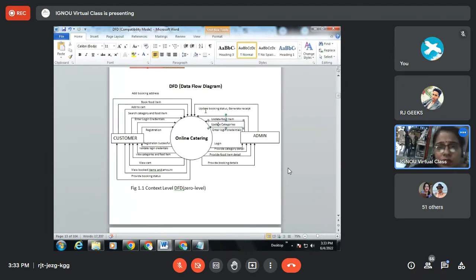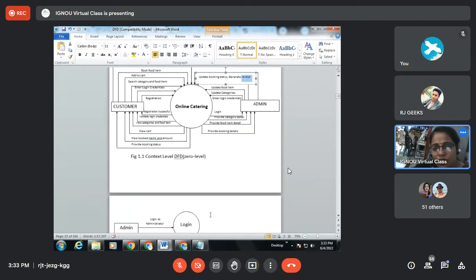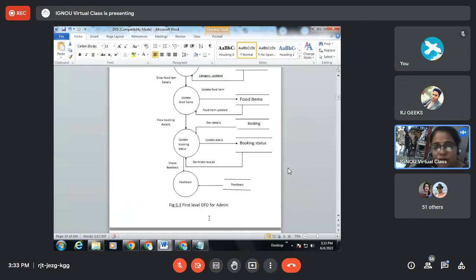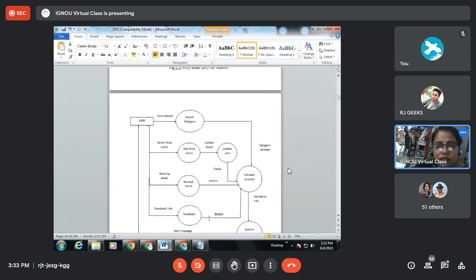Now look at this. One more thing I would like to mention here: update booking status, generate receipt. It means some records are going to be submitted, and only then will this update be generated, right? Only then will the receipt be generated. It means something is going on at the next level. Now you can have this concept under this.